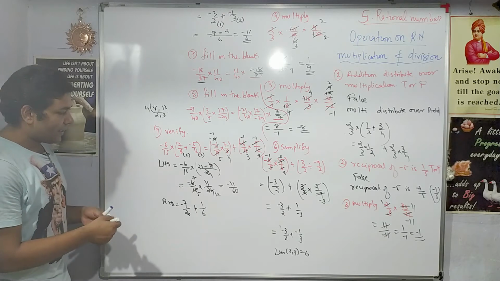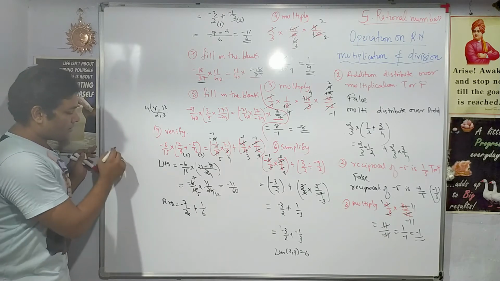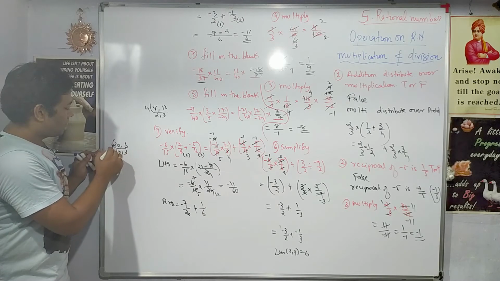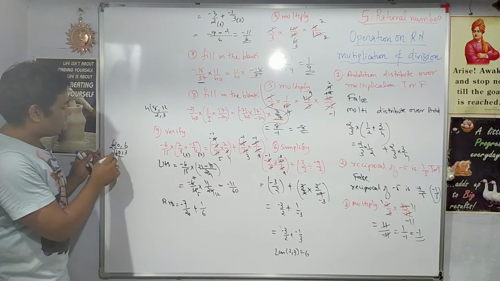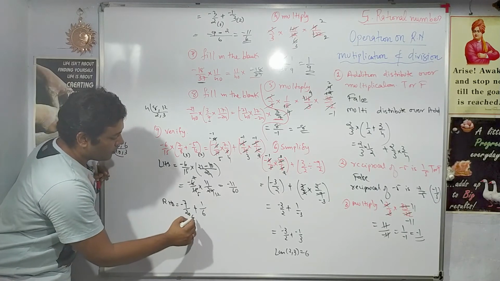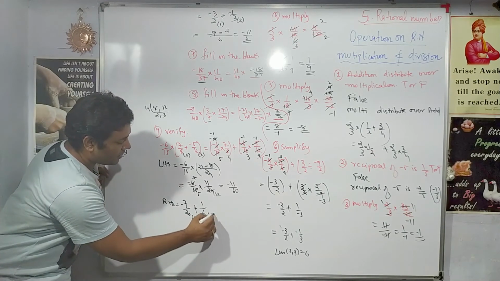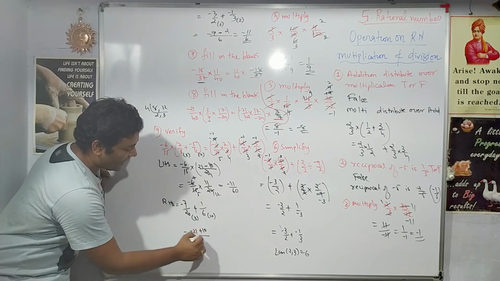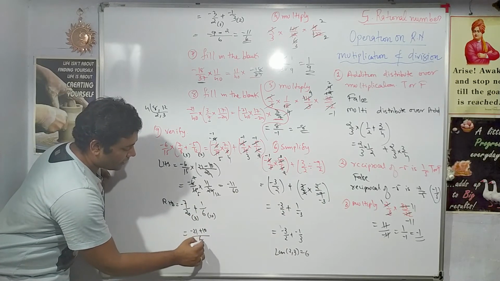LCM of 20 and 6. So let us find out. So I think it will come 10 3s are 30, 32s are 60. 60 is the LCM. So this will be multiplied 3 times, this will be 10 times, numerator will be minus 21, here it will be 10, right, upon 60.